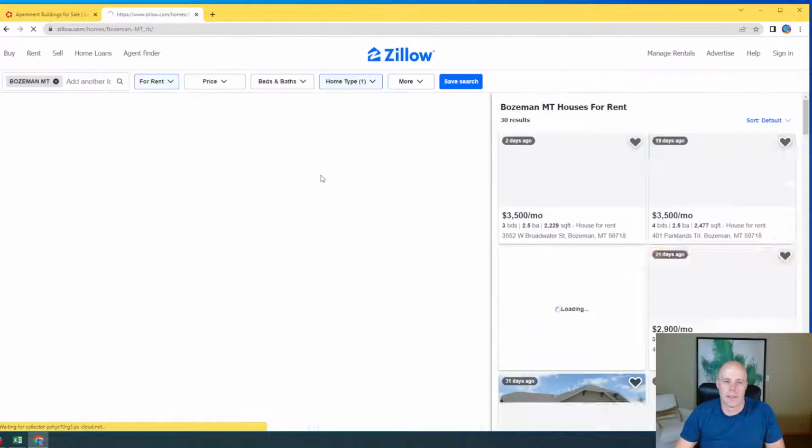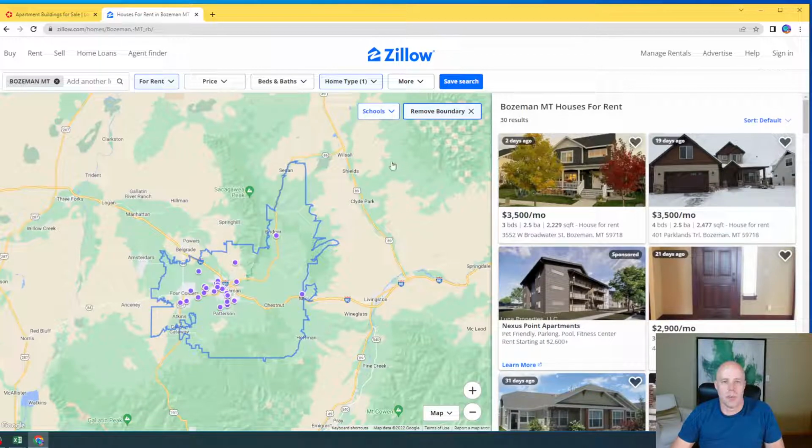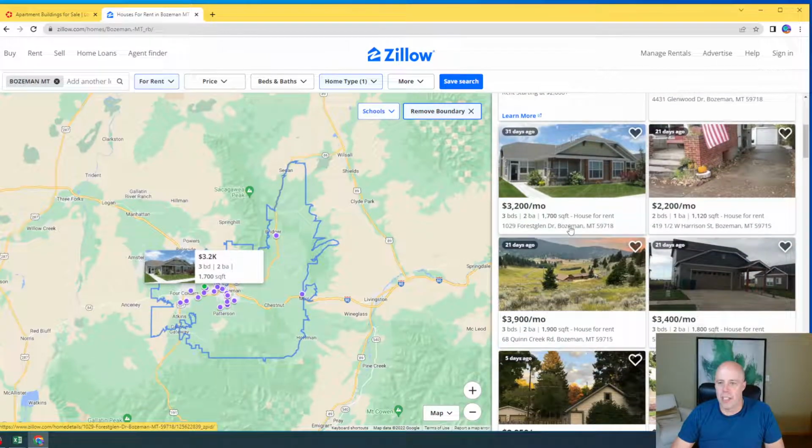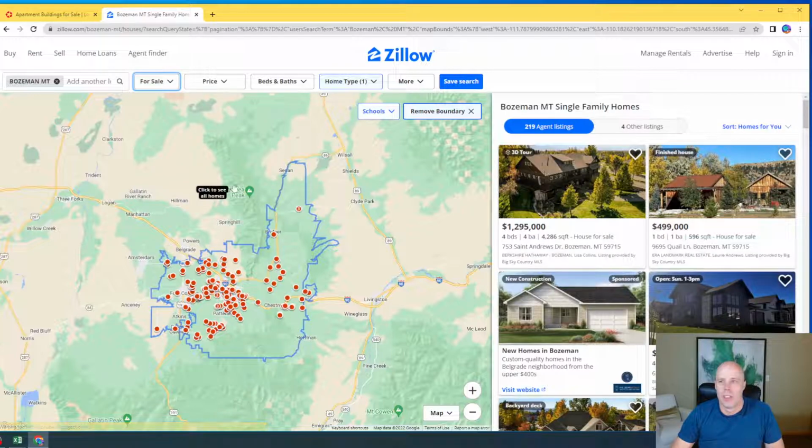Great skiing there. Let's go ahead and look at Bozeman, Montana. So these are rentals. You could find a rental that you want to live in, or it might be more fun for you to find something for sale. So let's go ahead and find something for sale.